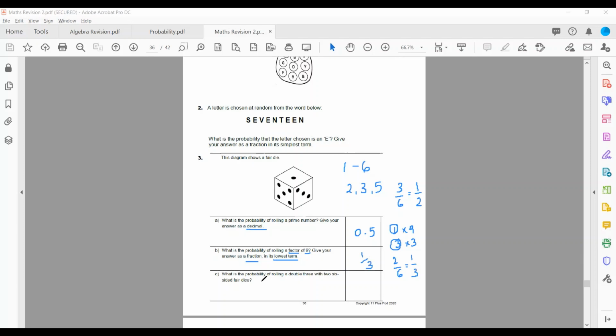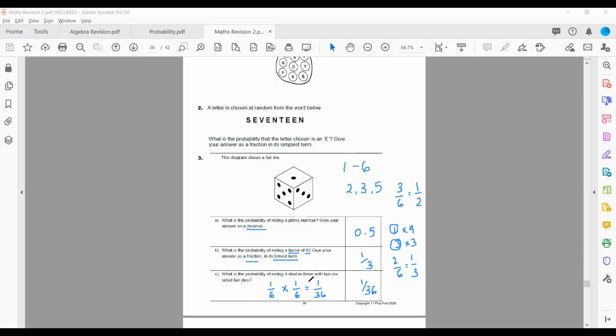Now, the next question is asking, what is the probability of rolling a double 3 with 2 6-sided fair dice? So this is cumulative probability. So on the first dice, throwing a 3, we have a 1 in 6 chance of throwing a 3. With the second dice, we also have a 1 in 6 chance of throwing a 3. So to find the probability of both events, we would multiply those together, and multiplying fractions, 1 times 1 is 1, and 6 times 6 is 36. So we have a 1 in 36 chance.